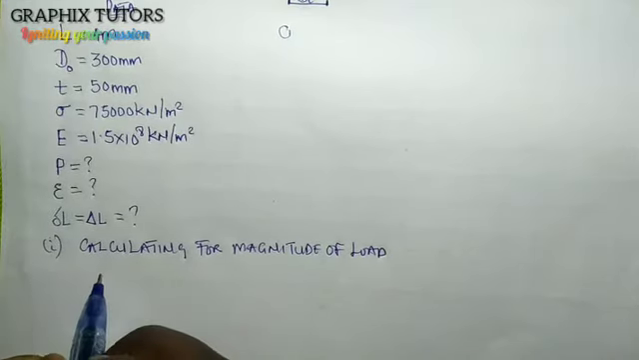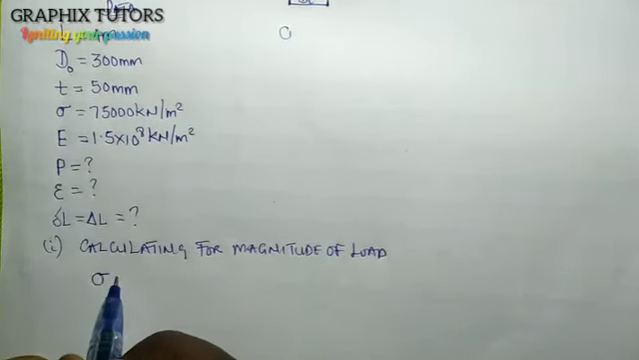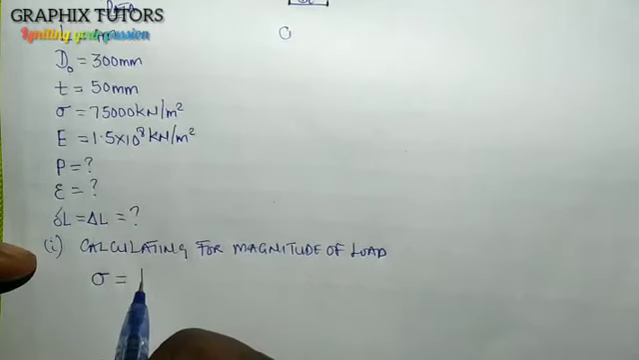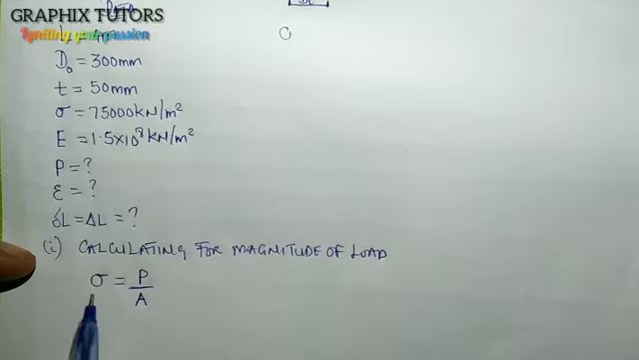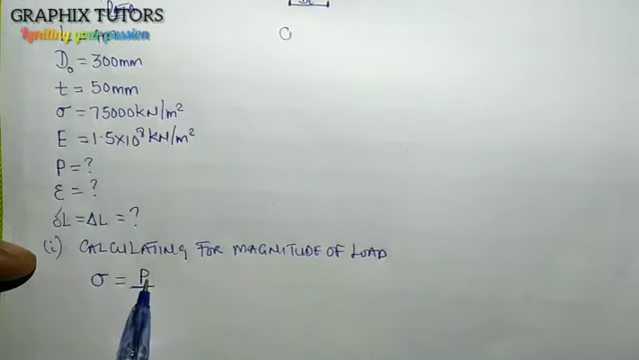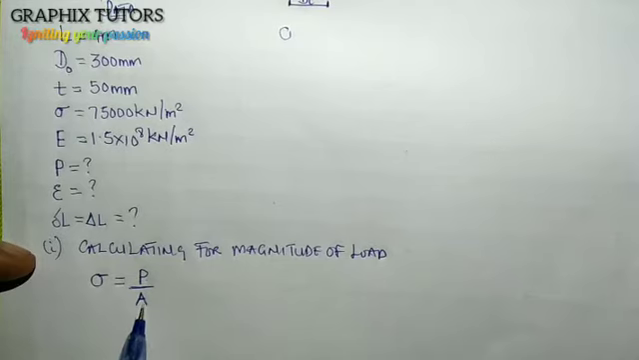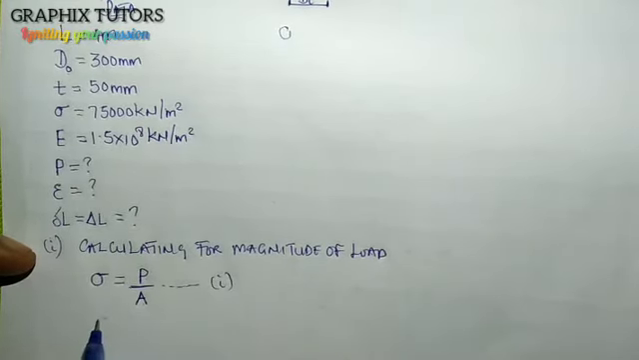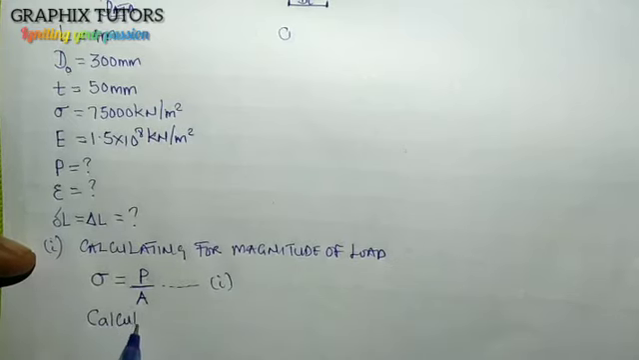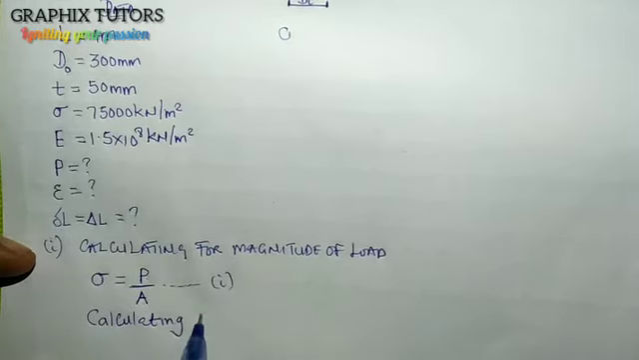So we know that stress, sigma, is equal to the load P, or you say the force, all over area. Right? Now we know my stress, but we don't know my force, and we don't know my area. So we're looking for A in our parameters. I will call this my equation 1. Now I will write calculating for area.